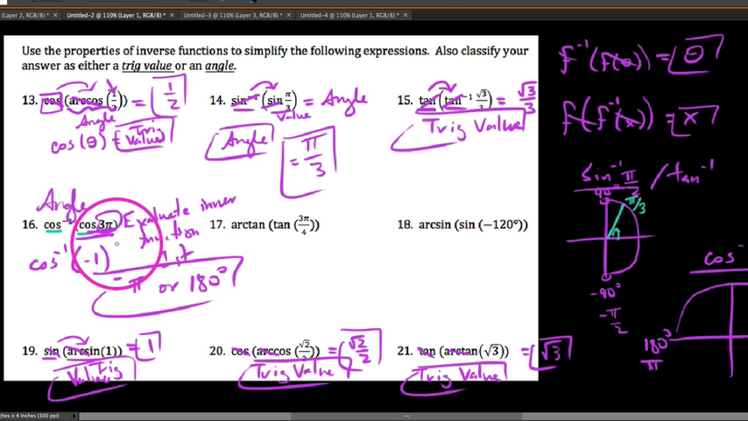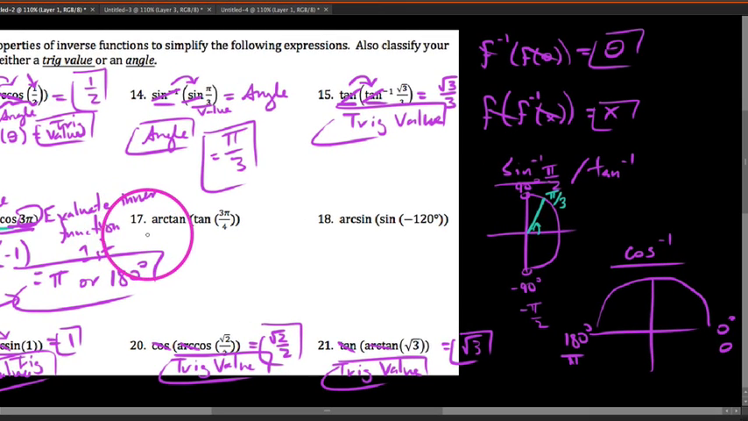But you notice that really it's kind of like the same angle. We get that cosine value of -1 at 3 pi, but we also get it at pi. It's just that pi is between 0 and 180 degrees, and cosine inverse is only ever allowed to tell me angles between 0 and 180 degrees. So taking a look at 17, obviously we're taking an inverse trig function of a trig value, so what we're going to get here is an angle. We're looking for an angle.